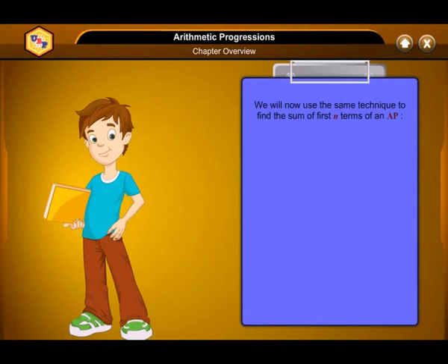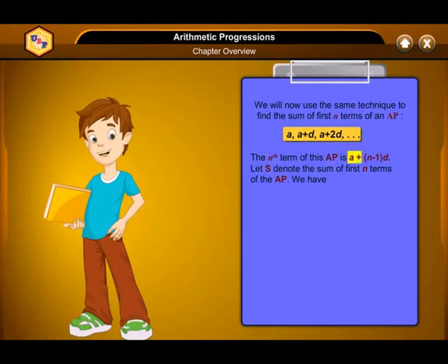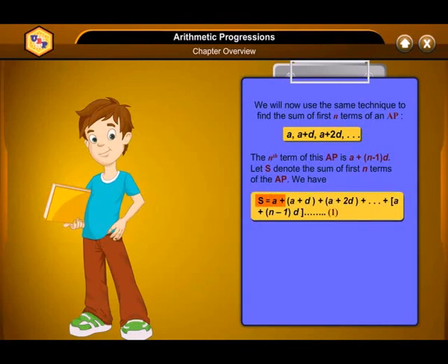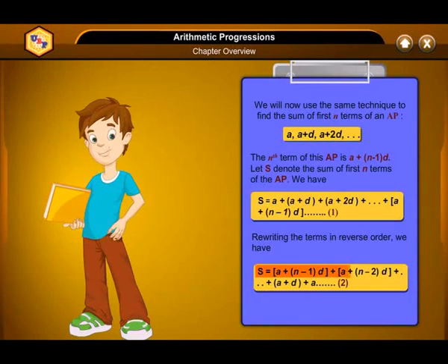We will now use the same technique to find the sum of the first n terms of an AP: a, a plus d, a plus 2d and so on. The nth term of this AP is a plus (n minus 1) into d. Let us denote the sum of the first n terms of the AP by S. We have S is equal to a plus (a plus d) plus (a plus 2d) plus so on up to a plus (n minus 1) into d. Rewriting the terms in reverse order, we have S is equal to a plus (n minus 1) into d plus a plus (n minus 2) into d plus so on up to a plus d plus a.